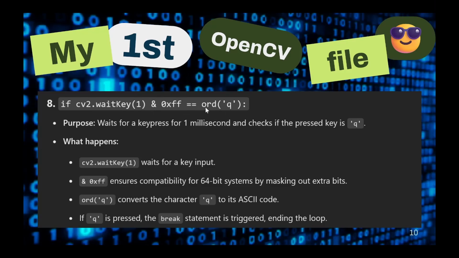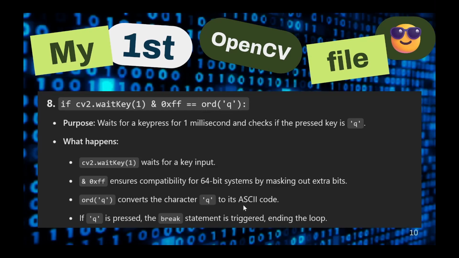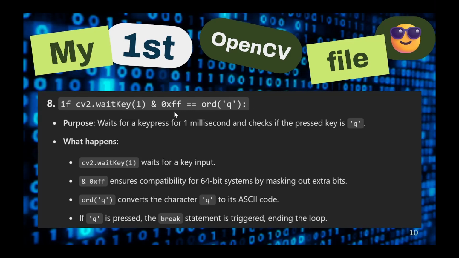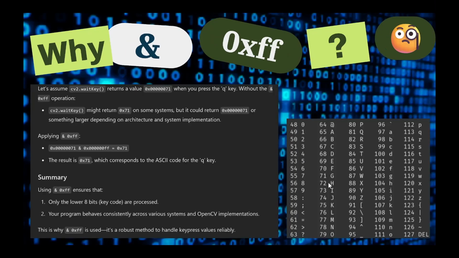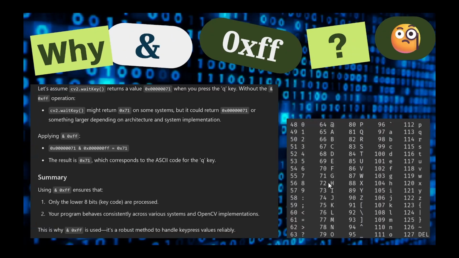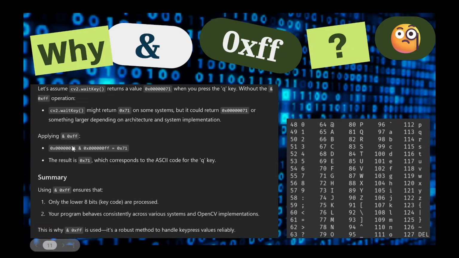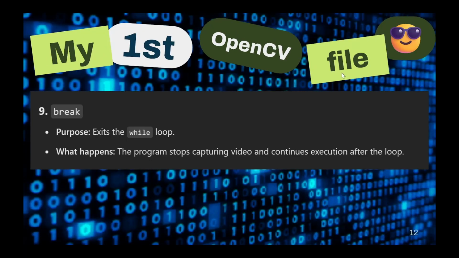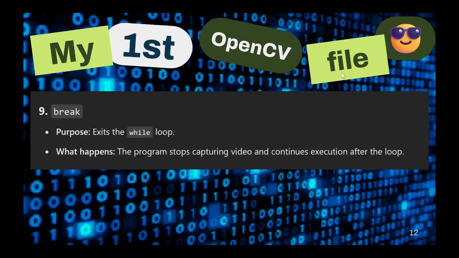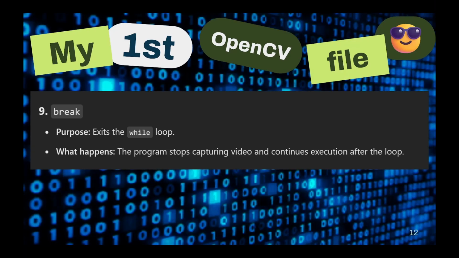Next, what this is doing is it is going to convert Q to the ASCII code, and we're going to check if the key we pressed was that ASCII code, which is Q. So it'll trigger the break statement. And if you want more details about the specifics of this, here they are. Here's the ASCII table. Okay, so if you press Q, it'll issue the break, so it'll exit out of the while loop.